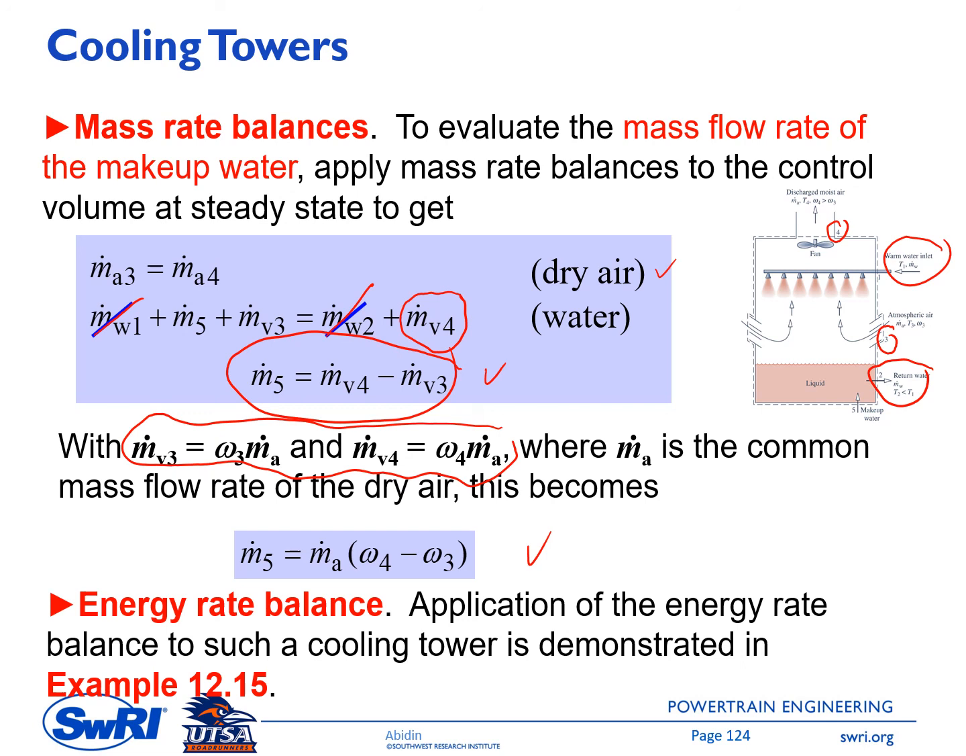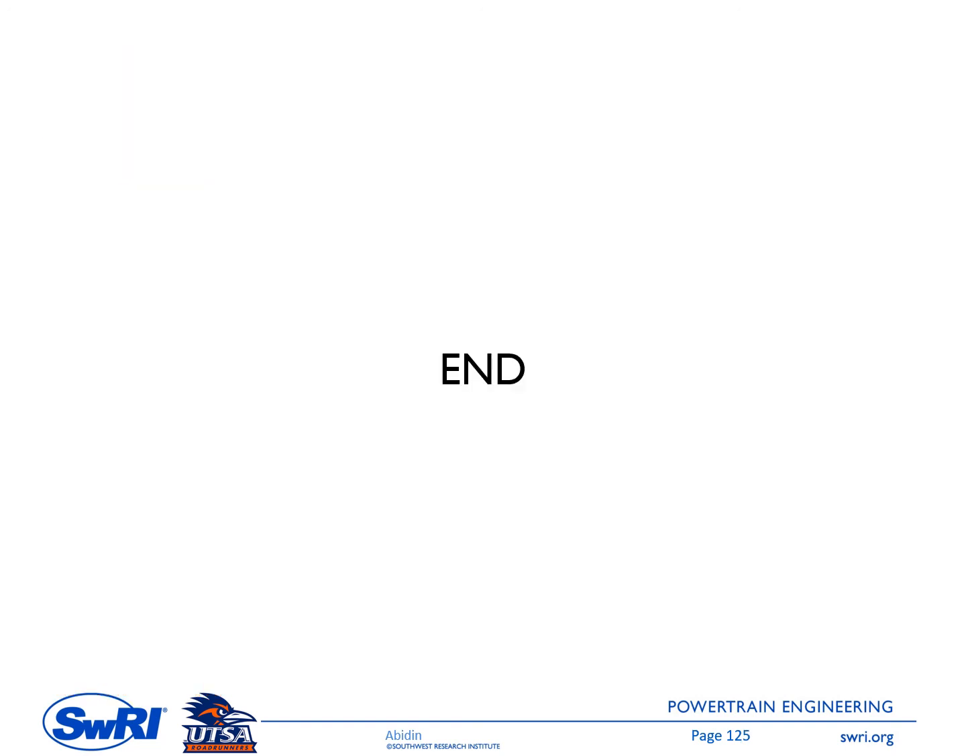We can also apply the energy rate balance to get the parameters required, for example T2 and so on. We will have a look at this energy rate balance application in the next example, and I will show you in the next class meeting on Thursday. We have completed chapter 6, which is quite a long topic, and then we will continue with chapter 7 about combustion.